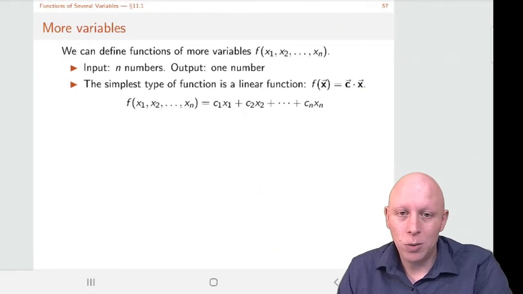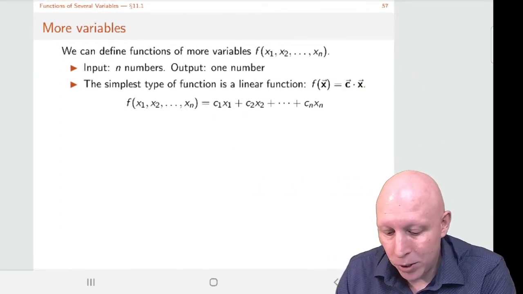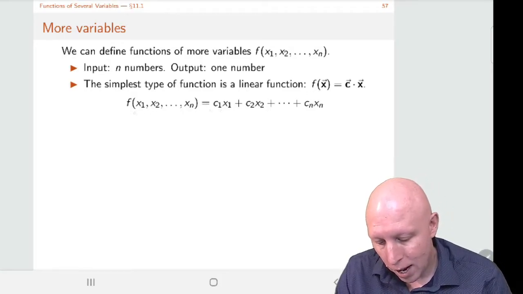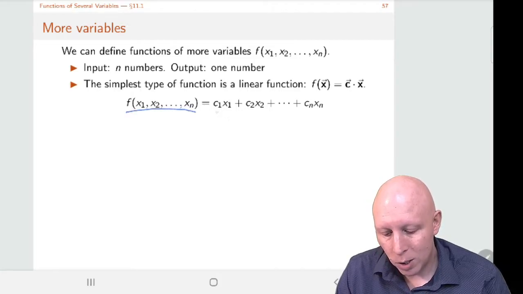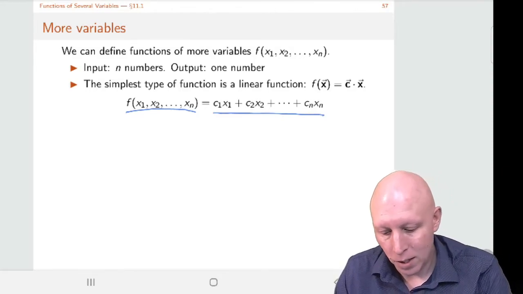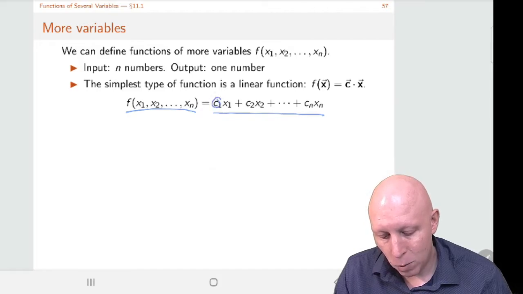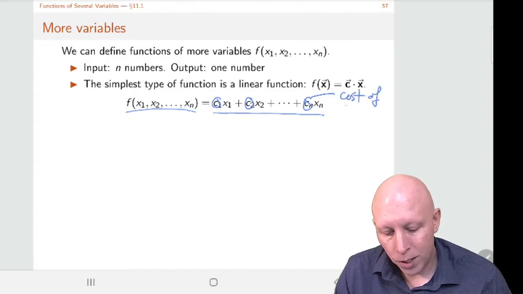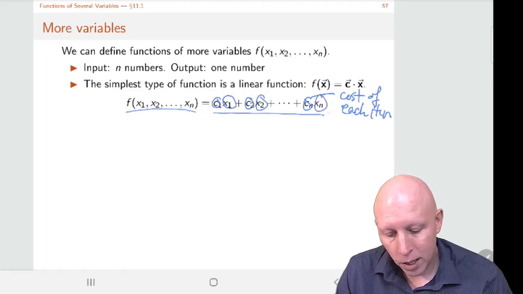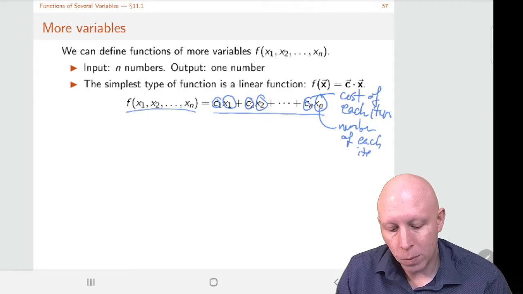A simple example that you deal with on a regular basis is when you go to the grocery store. Consider the function f of x1, x2, up to xn to be equal to c1x1 plus c2x2 plus dot dot dot plus cnxn, where these c1, c2, cn are maybe the cost of each item that you put into your basket. And then the x1, x2, xn are the number of each item that you put into your basket.